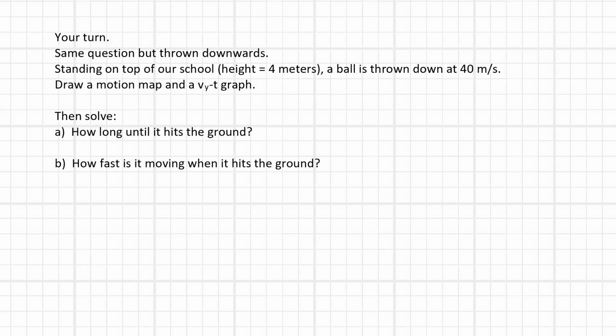It's the same question as before, but we're going to throw it downwards instead of upwards. For this one the motion is all downwards, so you're going down at 40, and the next time it's going even faster. Maybe for this one, it would be better to say that downwards is positive, since all the motion is downwards. I'm also going to make this height 45 meters, so again it's kind of friendly. Could you do a motion map and a velocity time graph and then solve those two questions? And the answer will be in our next video.